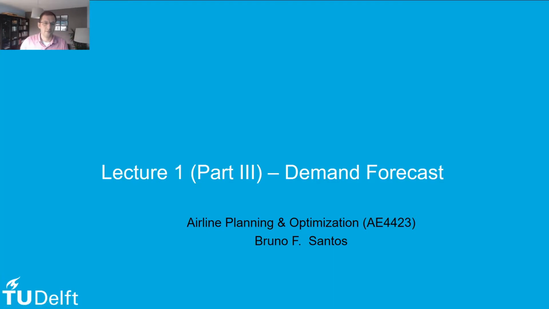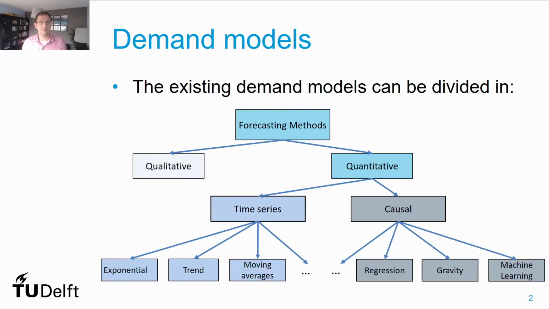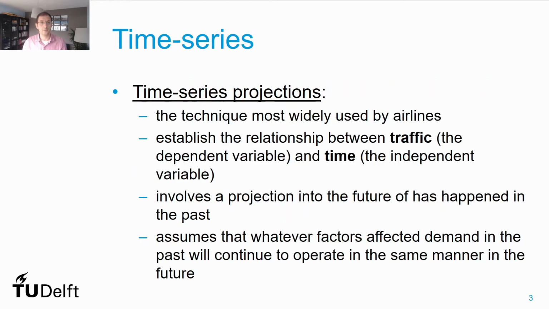In this third part of lecture 1, we're going to look into methods that we can use to forecast demand. We can divide the forecasting methods into qualitative and quantitative methods. In this course, we're going to look only into the quantitative methods, and these can be subdivided into time series and causal methods. What we're going to do in this video is look very briefly into 3 methods for each one of these subdivisions. Let's start with time series.